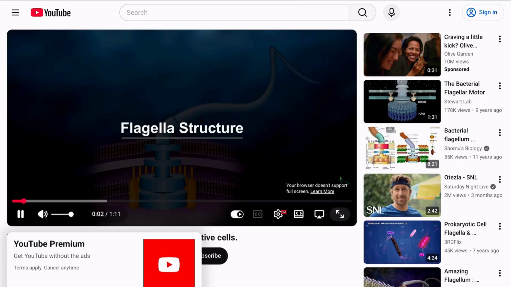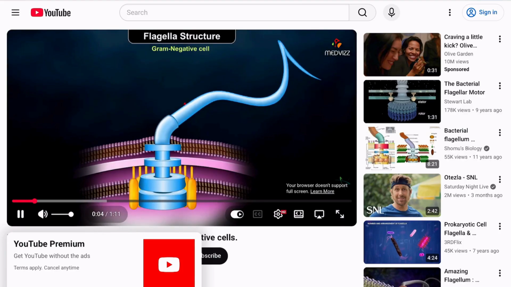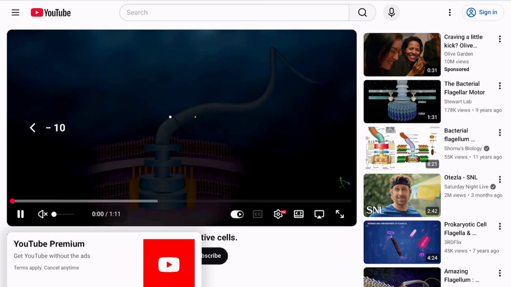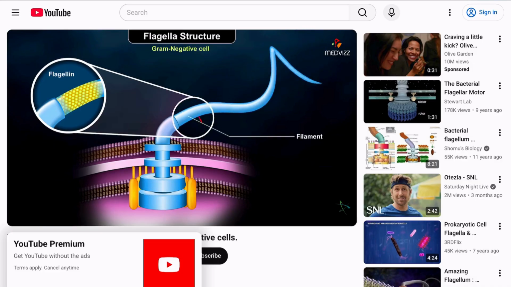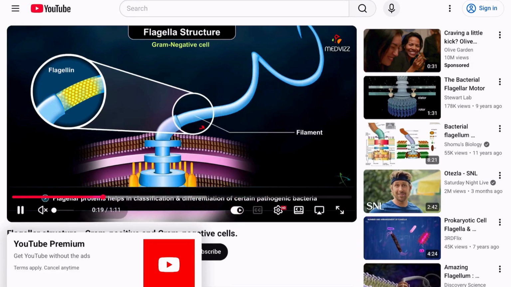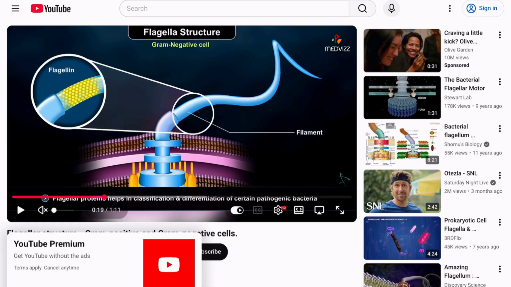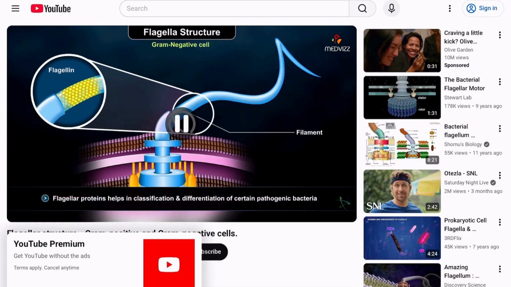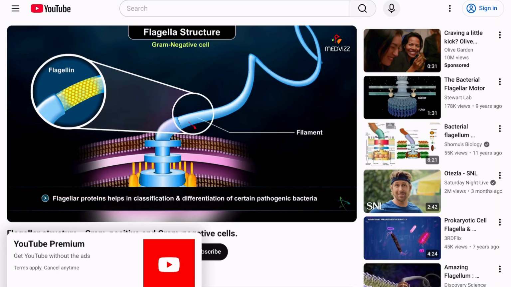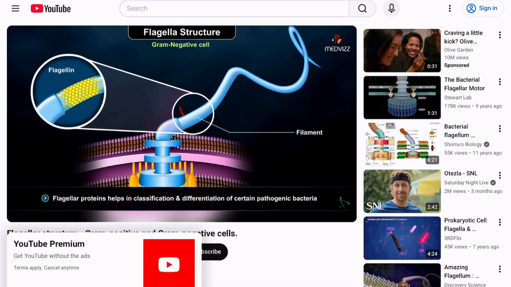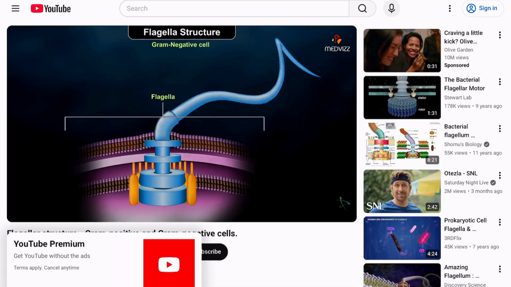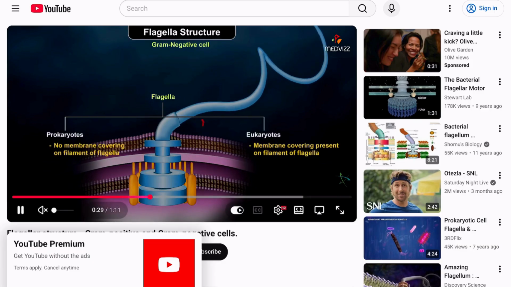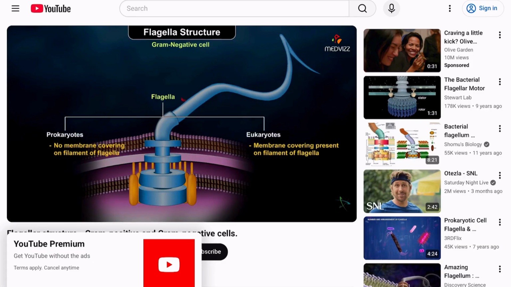And the long whip-like portion of the flagella. Okay, so I just want to show you how the flagella is rotating. And you can see there's this whole structure in, and that's embedded into the membrane. And the flagella itself is like a rotor, and it will rotate in different directions, and that causes the overall cell to move in different directions. So that's what we're talking about when we talk about counterclockwise or clockwise.